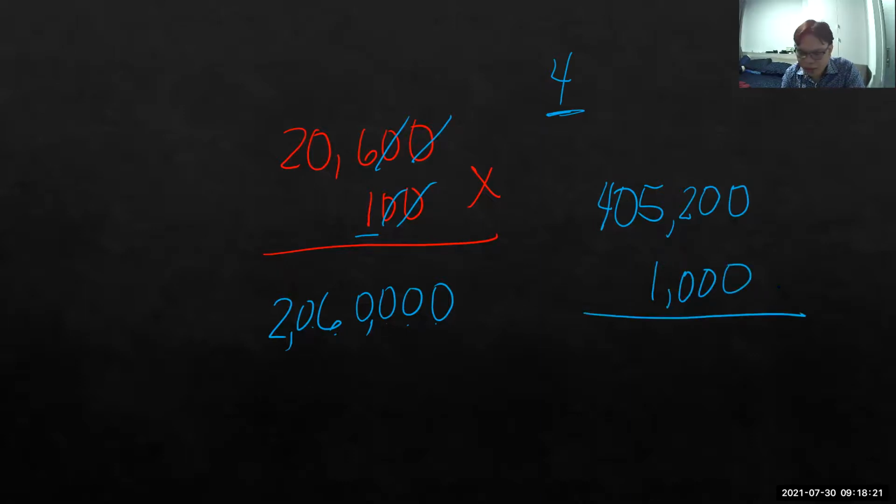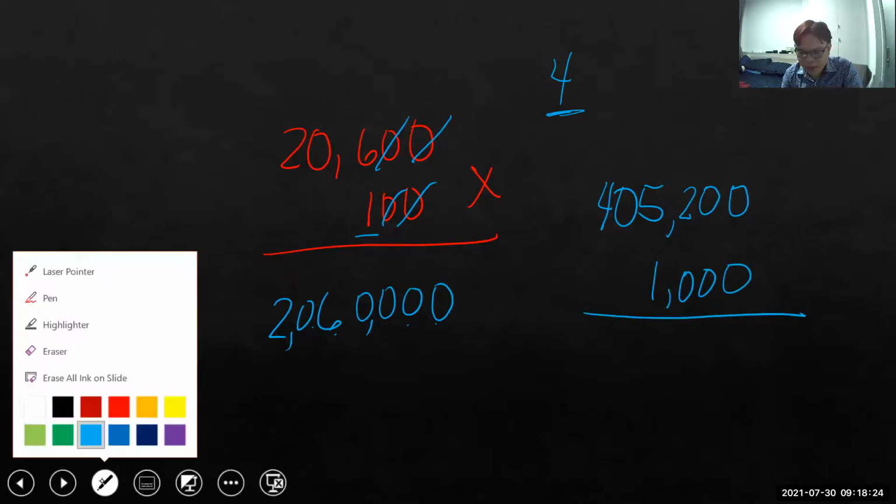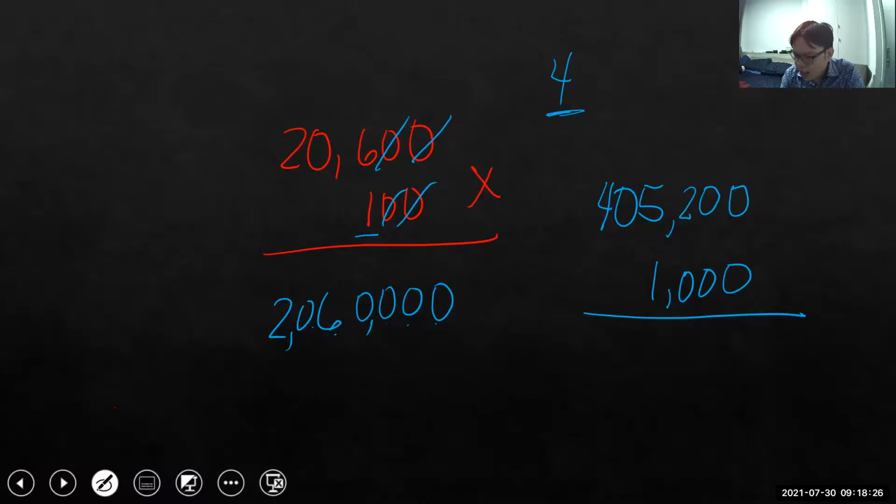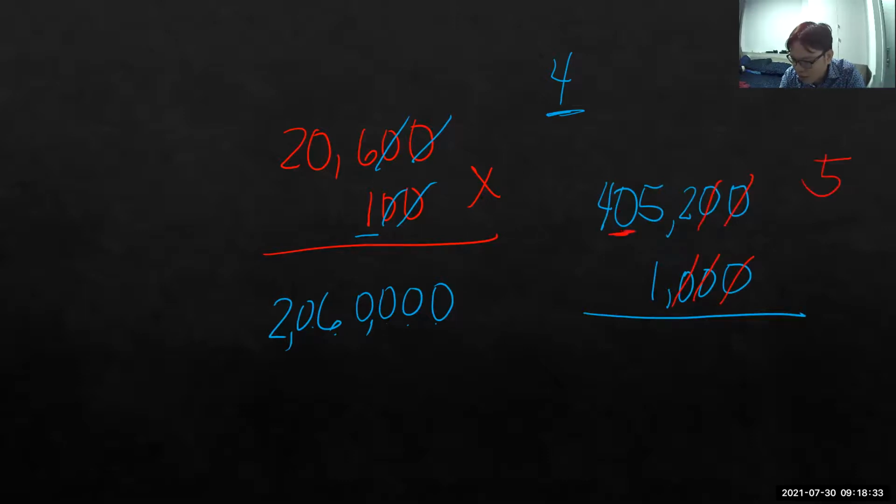Again, count the number of zeros. How many zeros do you have there? 1, 2, 3, 4, 5. Only 5 zeros. Do not count this one, okay? Do not count this one. You only have 5 zeros. Now remember, we have 1 here. So any number multiplied by 1 is that number. So 4, 0, 5, 2. This one. Then bring down the 5 zeros.